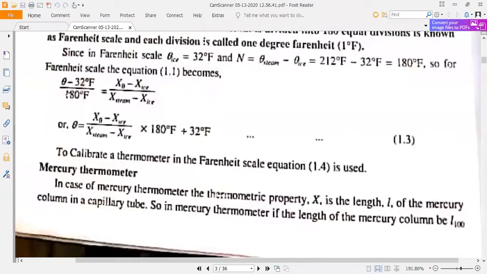So if you want to get the value of theta, at first you need to multiply by 180 degrees here, because this is divided, if you change the side, it will be multiplied, and this 32 is minus in subtraction, so if you change the side, it will become addition. Okay. So if anybody has any doubt till equation 1.3, kindly let me know. These are very easy things to understand.